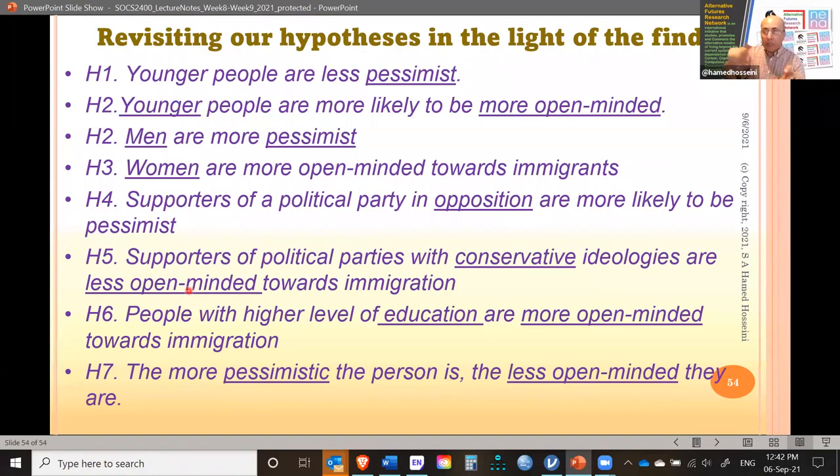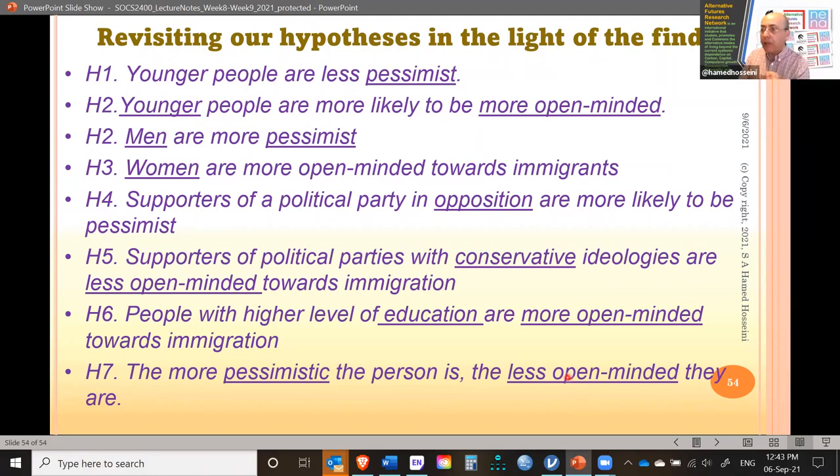We saw that. You remember those box plots. The more pessimistic the person is, the less open-minded. We also saw this one, but remember that when we brought in age, it appears that it was age that made people more pessimistic and less open-minded. And although this appeared to be statistically significant, hypothesis number 7, and it appeared to be a strong pessimism making people less open-minded, actually that was spurious.